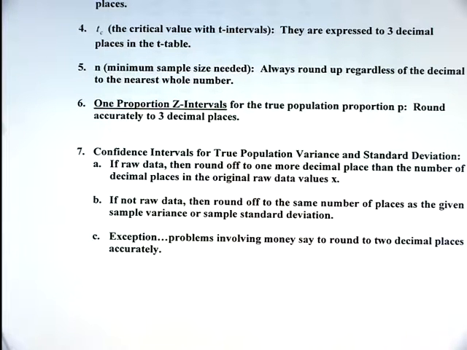There is one exception to both of these rules, and that would be money. Problems involving money say to round to 2 decimal places accurately, and that's the lower number and the upper number.